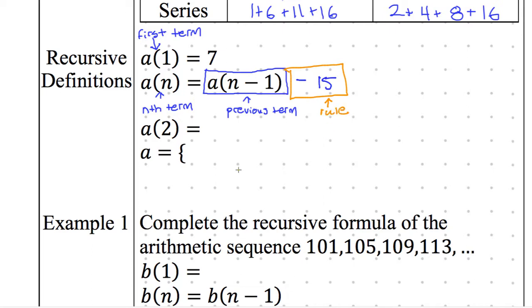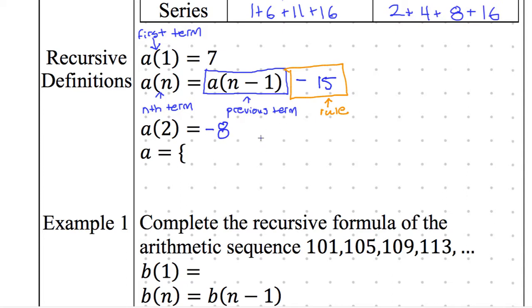All right, so what is A of 2? This is the what term? First term has a 1 in it. This is the second term. We know the first term. The first term is 7. Therefore, the second term is, use your rule, subtract 15 from your first term. Be careful. Negative 8. There it is.